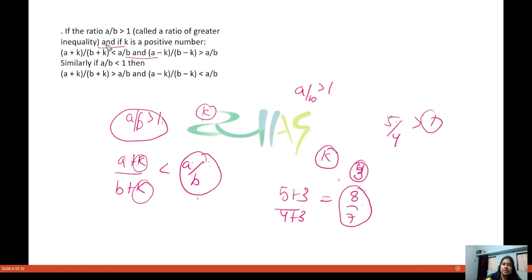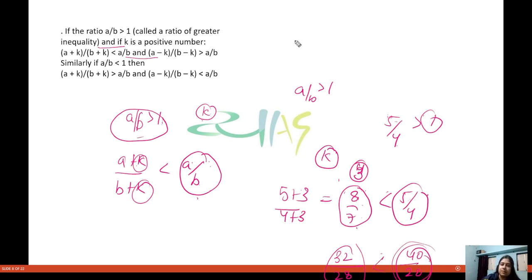Now this property says that this 8 by 7 is less than 5 by 4. Let us check this. How can we check this? We take their common denominator 28. You multiply this by 4, you get 32, and you multiply this by 8, you get 40. So you have 40 by 28 and 32 by 28. Which is bigger? This one is bigger.